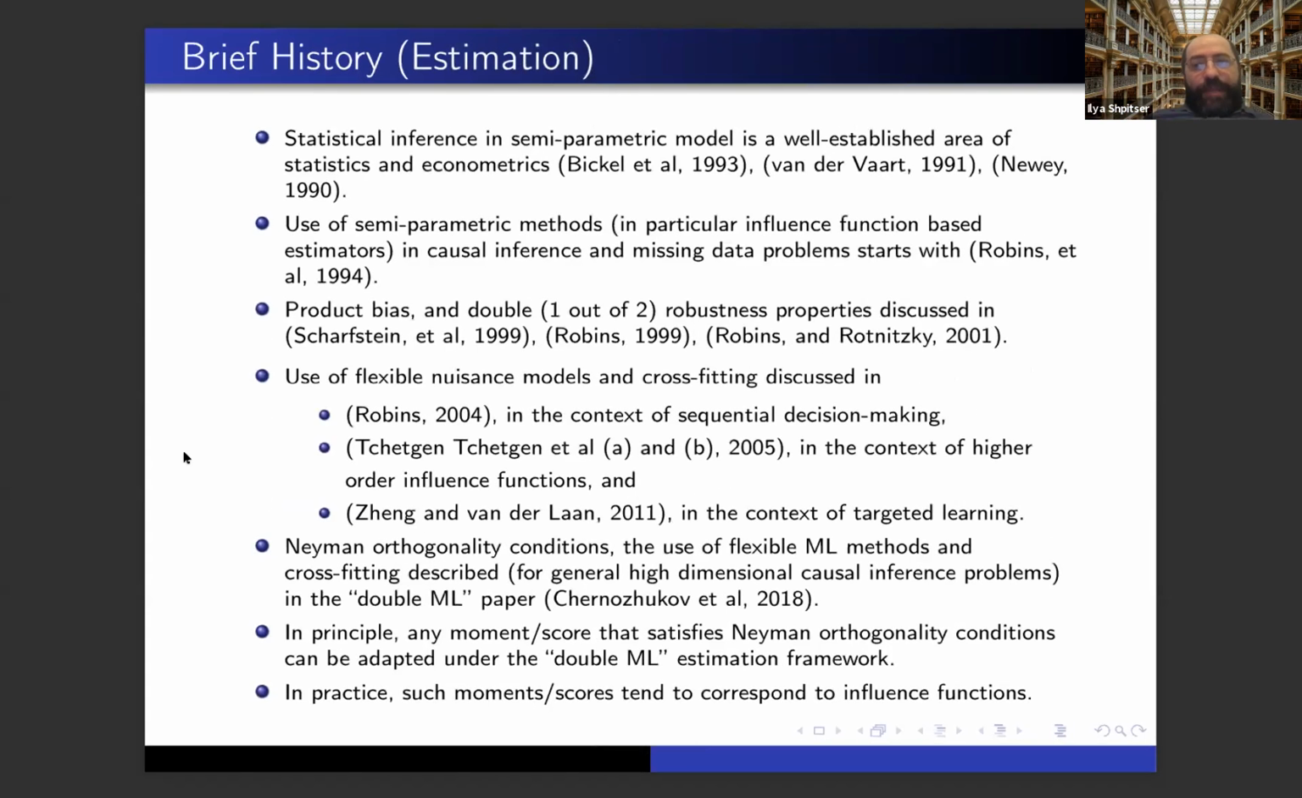And on the double ML estimation end, of course, this is all rooted in statistical inference and semi-parametric models, which is a very well-established area in statistics. So you could consult early books and papers by Bickel, van der Vaart and Newey. The use of semi-parametric methods, in particular influence function-based methods, I think traces back to a paper by Robins, Rotnitzky, and Zhao in '94 for a missing data problem. A little bit later, it was realized that there are product bias properties of these estimators, and you get double robustness, or as I like to call it, one out of two robustness.